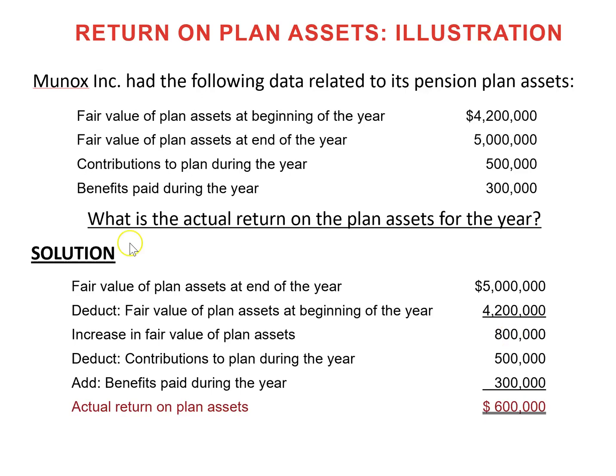To know the actual return, we will subtract the contribution, or the cash paid by the employer that year. So we subtract that contribution, 500,000, and then we add back the benefits to know the actual return on plan assets. The benefits paid during the year is 300,000. If you add that, we get that the actual return on plan assets for this example is 600,000.